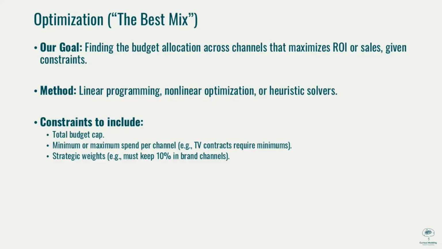So your methods are your linear programming, nonlinear optimization, or even heuristic solvers. So our constraints we want to consider include the total budget cap, so your max out, minimum or maximum spend per channel. So like TV contracts require minimums that you have to opt into. And then your strategic weight. So let's say you must keep 10% in brand channels, for example.